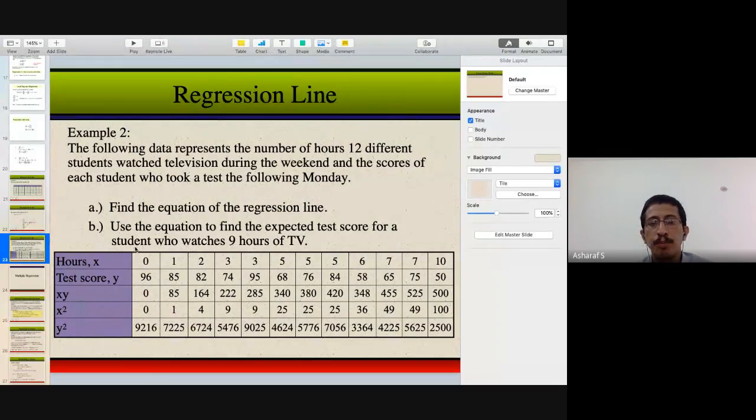So you need to predict the test score of a student watching TV for 9 hours. When x is 9, what will be y? That's what you need to do. You have the values also. So this is what you need to do. Go back, look at this, and learn this carefully.